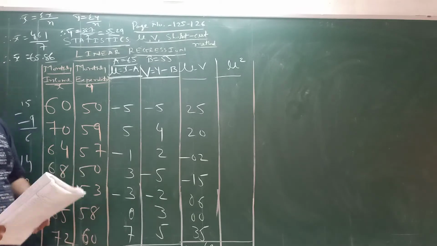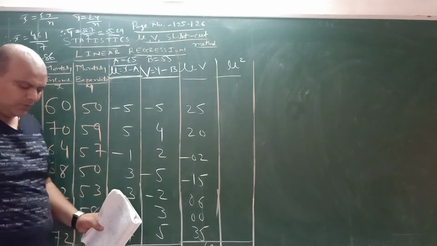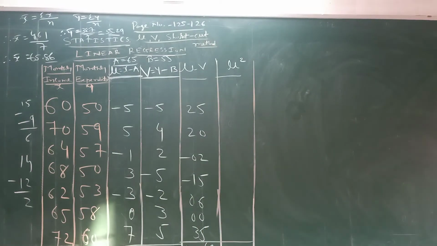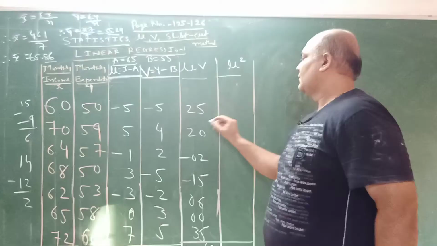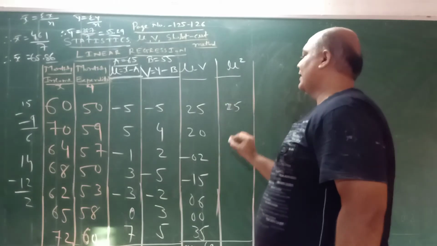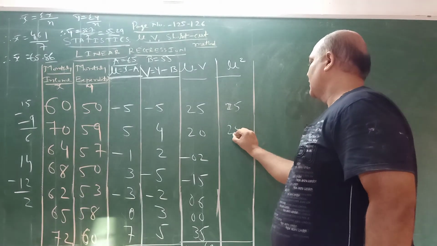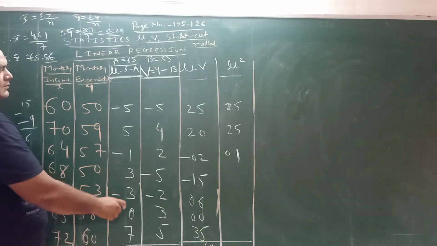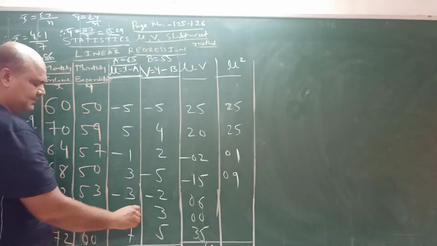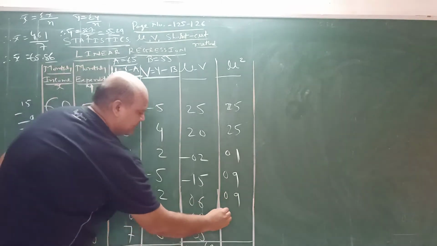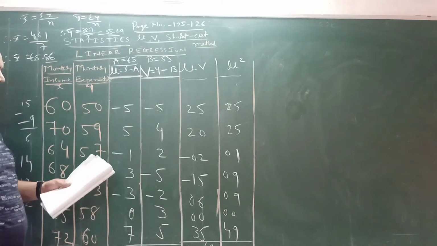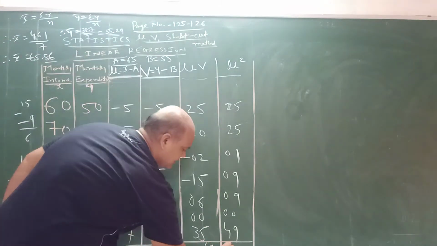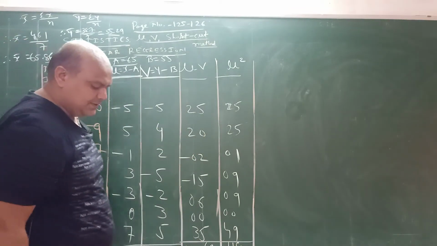Our last column is U square. Do the total of the column of U square, the square of the column of U. Square of 5 is 25, again 25, now minus 1 square is 1, 3 square is 9, again minus 3 square is 9, 0, and 49. At last, do the total of the column, that is 118. So the raw material is ready, students.